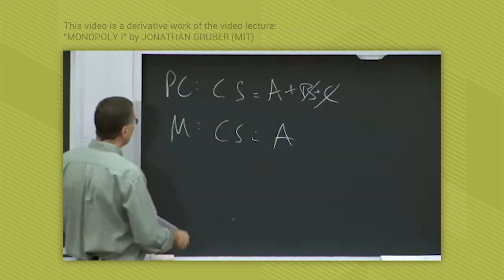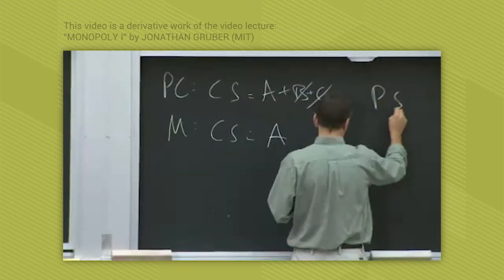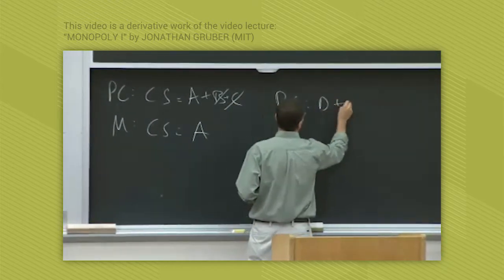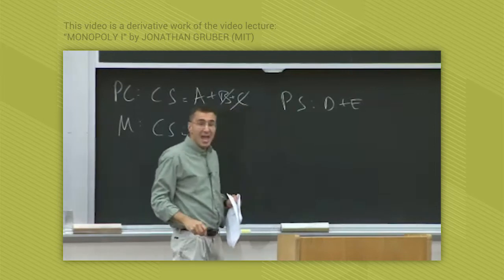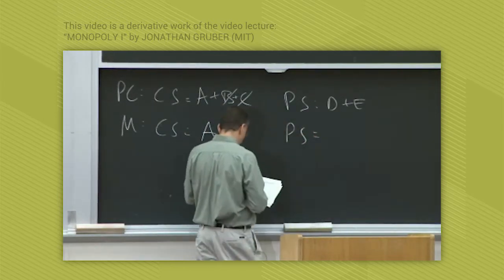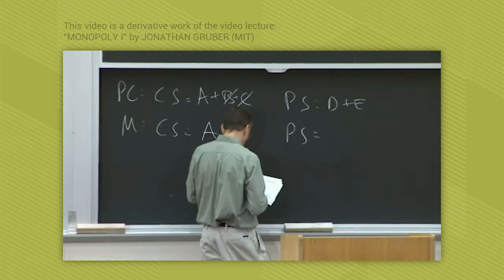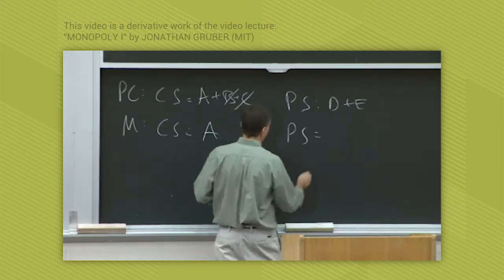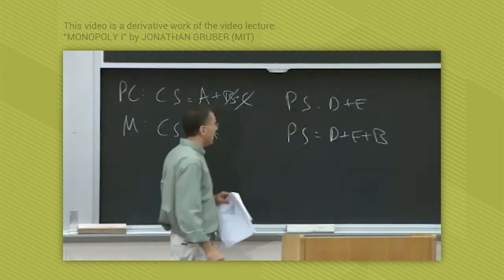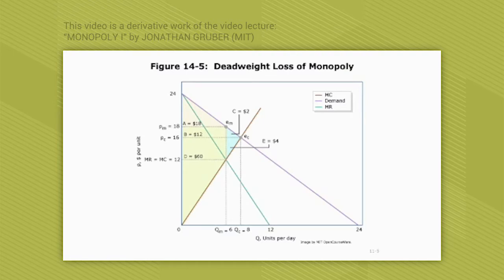Okay? Producer surplus under perfect competition was the area D plus E. Now under the monopolist, the producer surplus goes from D plus E to D plus E plus B. Okay? So the producer, the monopolist in this case, gained the rectangle B, but gave up the rectangle E.